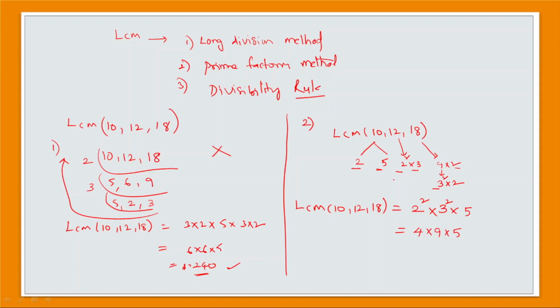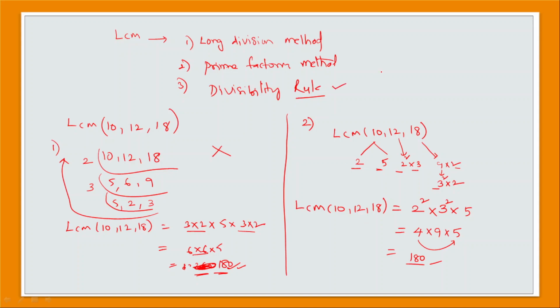Is there anything missing? Check here. 4 into 5 is 20, and 20 into 9 will be 180. So 2 into 3 is 6, and 2 into 3 is 6. 6 into 6 is 36, and 36 into 5 is 180. From this also I will get the same answer here.